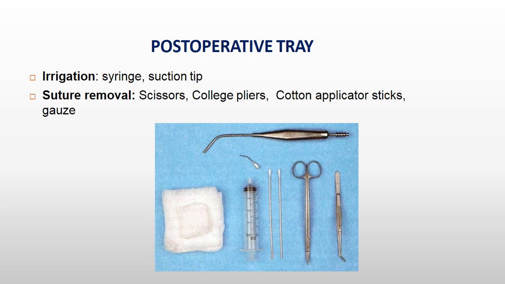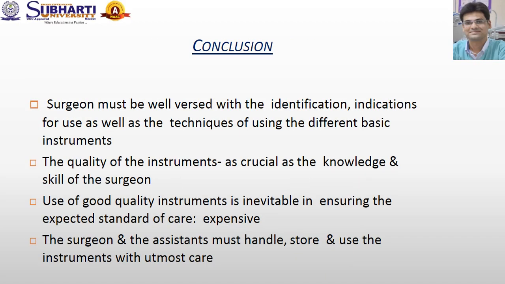Apart from all these tray systems, we can use a cassette, which is more easily compactable as compared to the tray, and should be covered with a sterilizable paper. So I would like to conclude this lecture with the following thought. The surgeon must be well versed with the indication, identification for use as well as the technique of using the different basic instruments. The quality of the instruments is as crucial as the knowledge and skill of the surgeon. Use of good quality instruments is inevitable in ensuring the expected standard of care. The surgeon and the system must handle, store and use the instruments with utmost care.